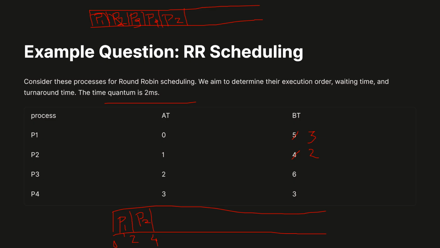Now it's P3's turn, so P3 will go into the Gantt chart, and it will also be executed for 2 milliseconds. So for P3 it's now not 6, it's 4 now. And now P3 will again enter the ready queue.